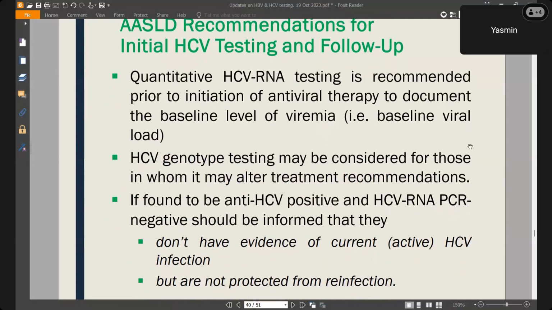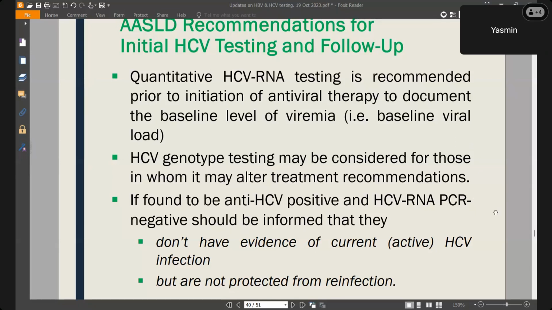Now, in terms of initial testing and follow-up, this suggests quantitative HCV RNA prior to initiation of treatment because you want to document the baseline. Now, as far as genotyping is concerned, which we do, it may be considered for those in whom it may alter treatment recommendations, because we know that certain genotypes respond better on interferon therapy. But with the direct-acting antivirals, not really. Especially now we're doing pan-genotypic.